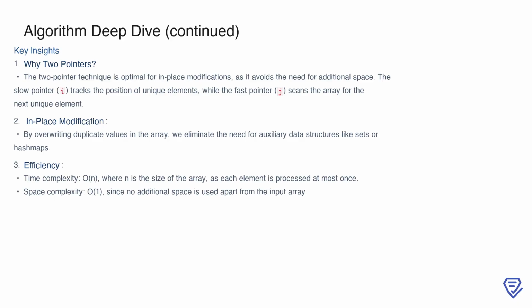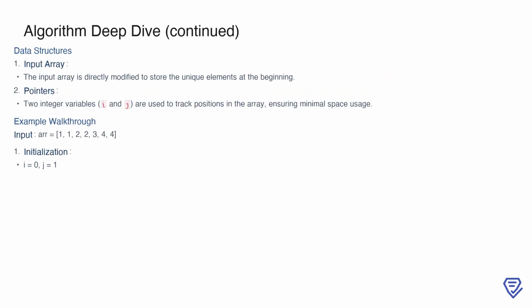In terms of efficiency, the algorithm has a time complexity of O(n), as each element in the array is processed exactly once. The space complexity is O(1), as the only additional storage we use is for the two-pointer variables. These properties make the two-pointer technique both efficient and elegant for solving this problem. The input array itself serves as the primary data structure for this algorithm. By modifying it in place, we store all unique elements at the beginning, ensuring minimal space usage. The two pointers, i and j, are simple integer variables that help track positions within the array.